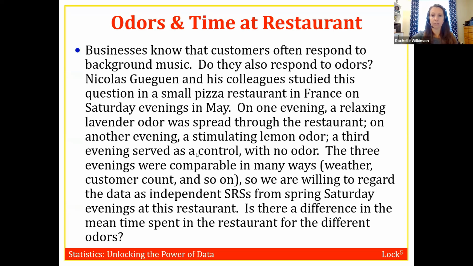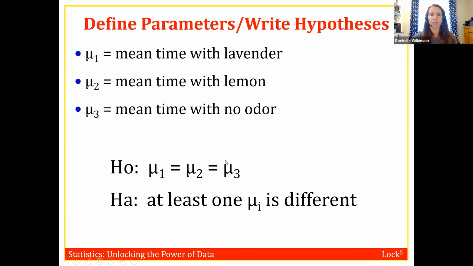So they had these 3 evenings. One day they did lemon, one day they did lavender, one day they did no odor, and they want to know if people stay in the restaurant longer, depending on the odor that is present in the restaurant. So first thing we're going to do is define our parameters and write the hypotheses. So mu1 would be the mean time spent in the restaurant with the lavender odor. Mu2 would be the mean time spent in the restaurant with the lemon odor. And mu3 would be the mean time spent in the restaurant with no odor.